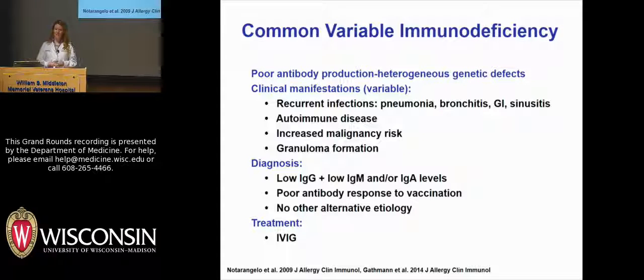And is there treatment? The treatment is IVIG. And this can be very helpful for decreasing the recurrence of infections. And so it's important to recognize these because there are treatments that can be very important. Although the IVIG doesn't seem to have an effect on the risk for malignancy or the autoimmune disease.